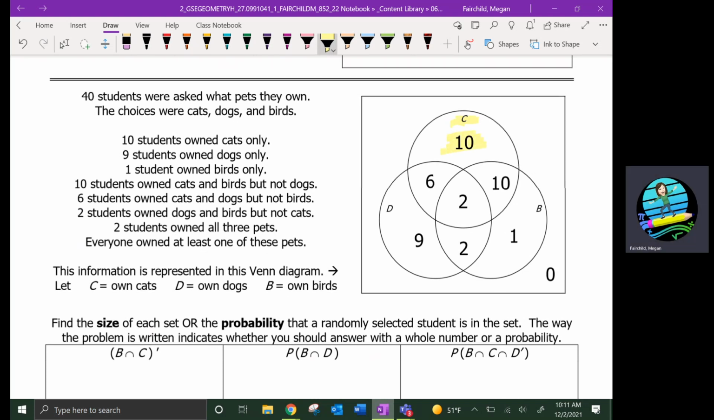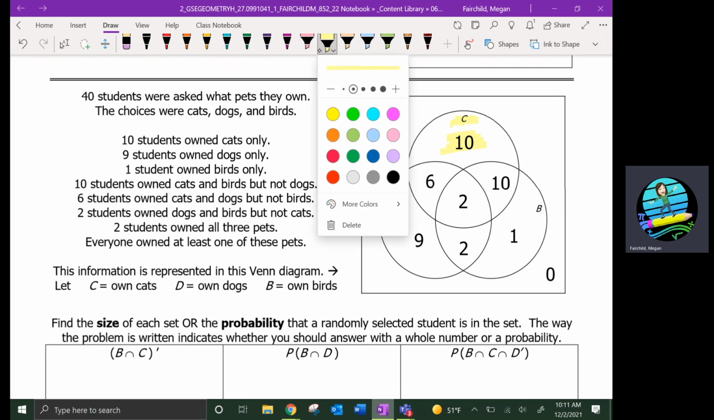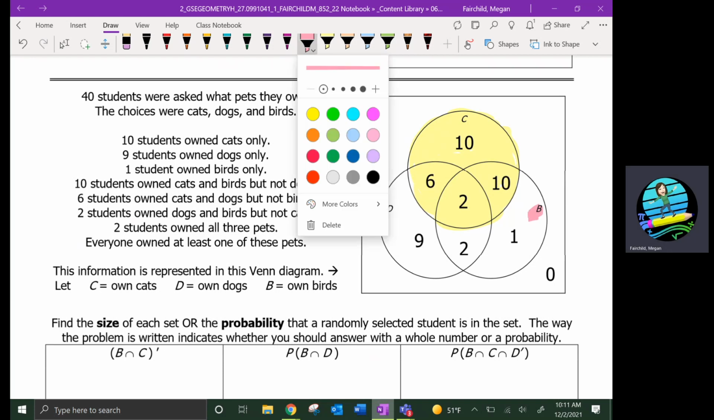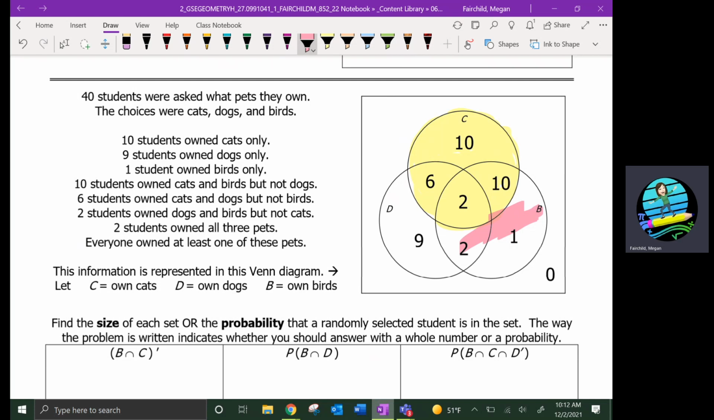Is it 10? How'd you get 28? Do y'all understand? You've got to add up all these numbers in cat. Y'all looking up here? See all these yellow numbers? Those are all people that have a cat. Okay. People that have a bird. How many people have a bird? It's not one, right? Do y'all see? It's this whole circle. Okay. Where that is B.